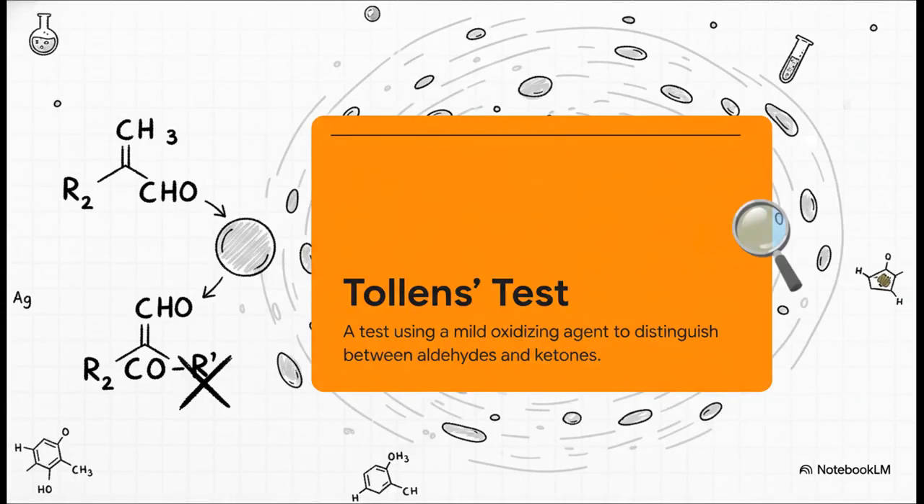And that brings us to our special tool for the job, the Tollens test. You'll also hear it called the silver mirror test. The reagent itself is a mild oxidizing agent that's just strong enough to react with an aldehyde, but it'll completely ignore a ketone. It's the perfect diagnostic tool.